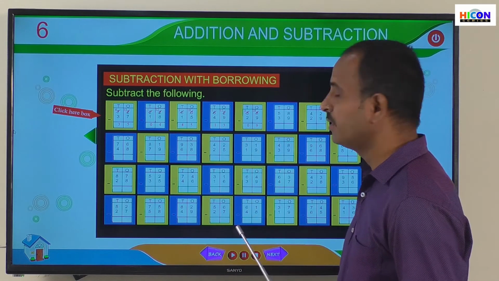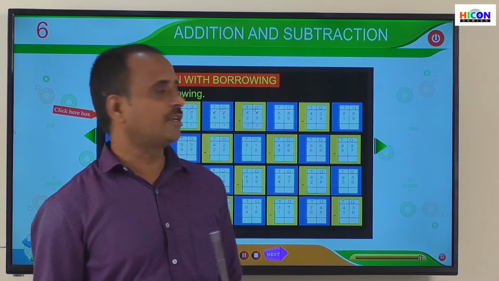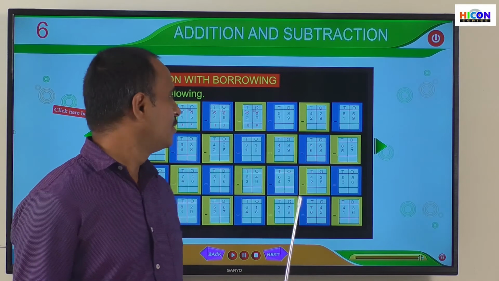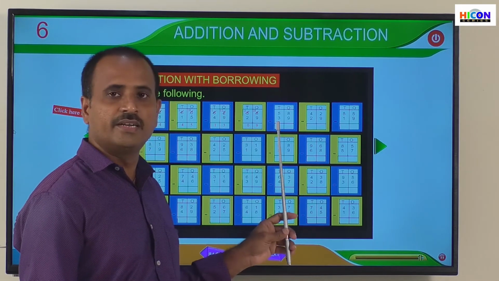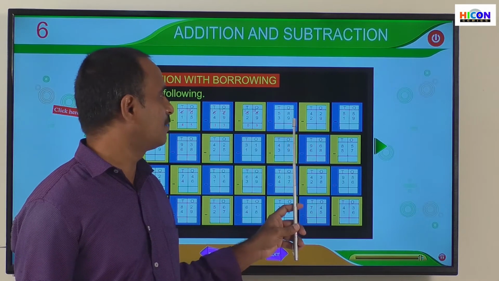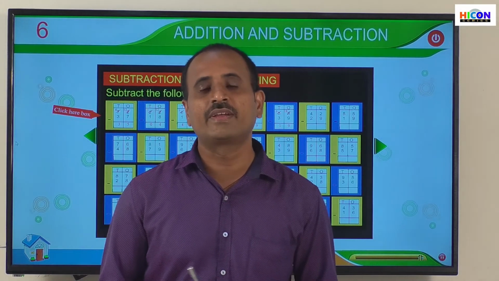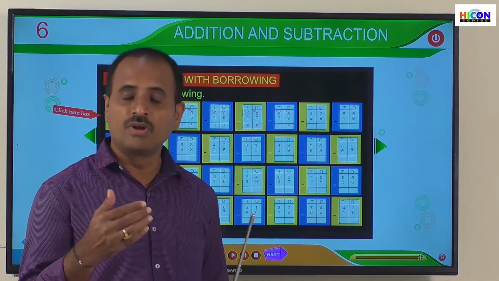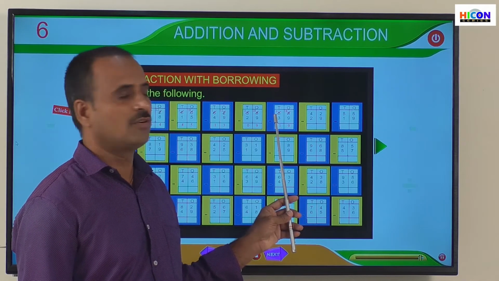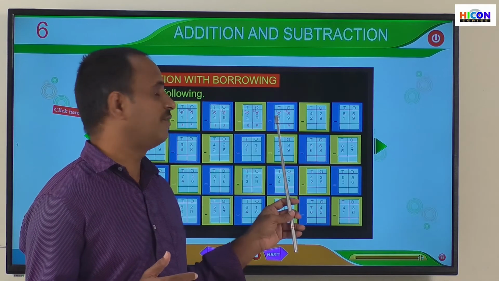So what is the first number here? 58. And what is the second number? 39. So subtract 39 from 58. So first subtract the digits present in the ones place. What are the digits here? 8 and 9. And we cannot subtract 9 from 8 because 9 is the greater number and 8 is the smaller number. So now we have to borrow from the next place. What is the next place here? Tens place. How many tens are there? 5 tens are there. So borrow 1 ten from the 5 tens.